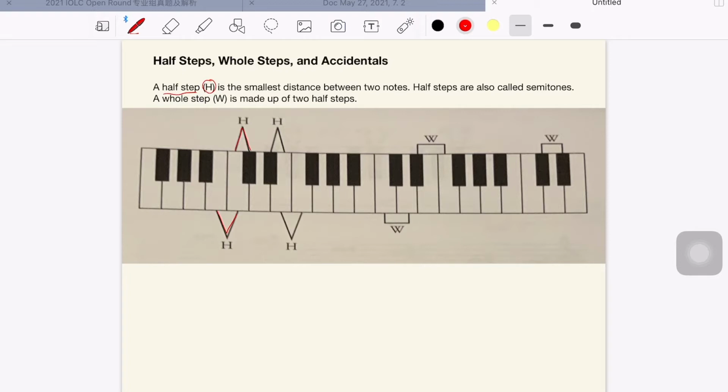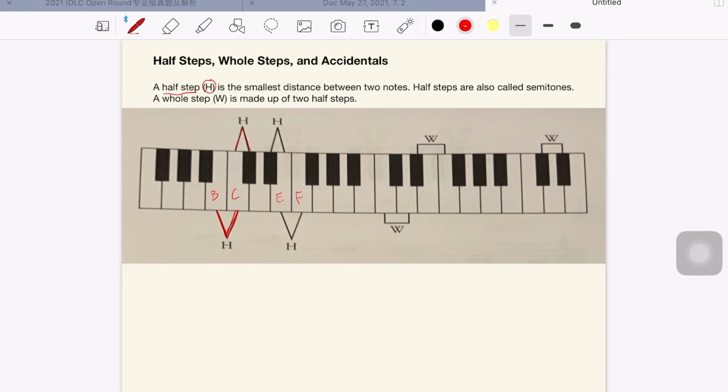For example, between B and C. This is a half step because this is the smallest distance between these two notes. There's nothing in the middle. But many people often confuse this because normally a half step would be one black key and one white key as shown here. But this is not the case between B and C or E and F. This is really important to remember.